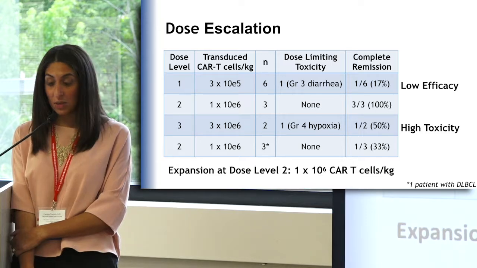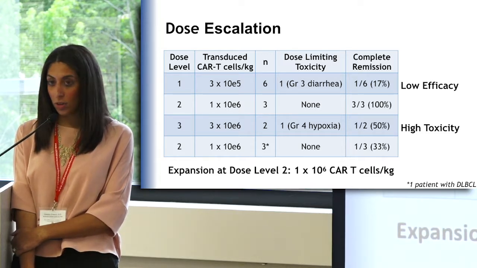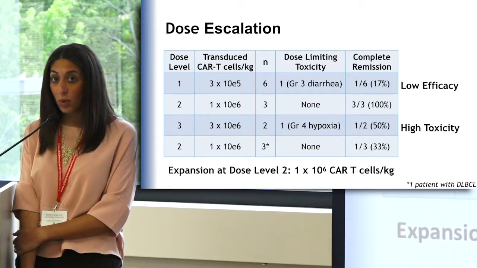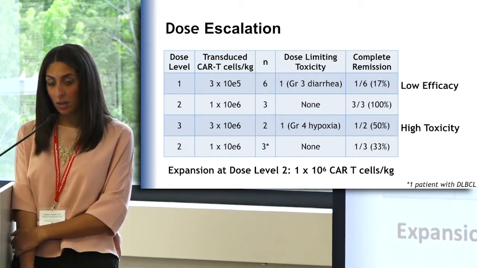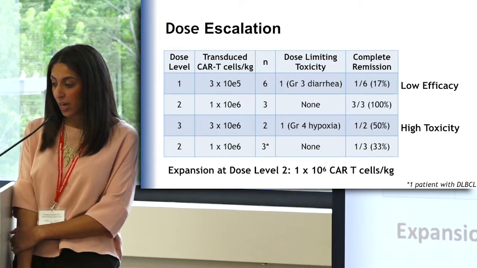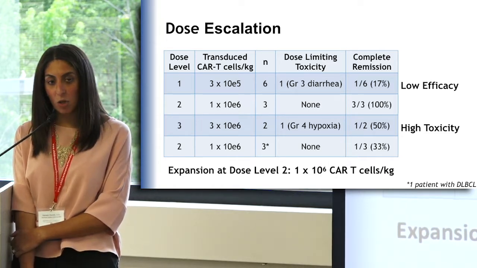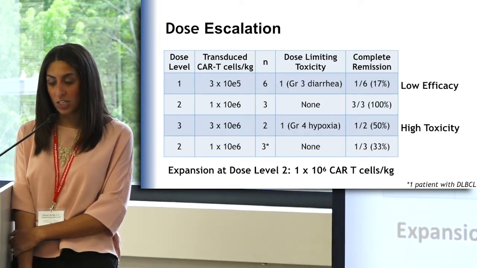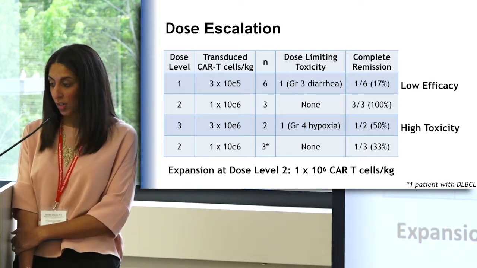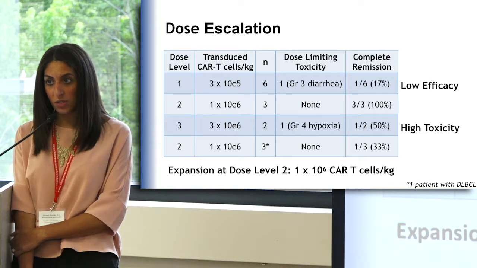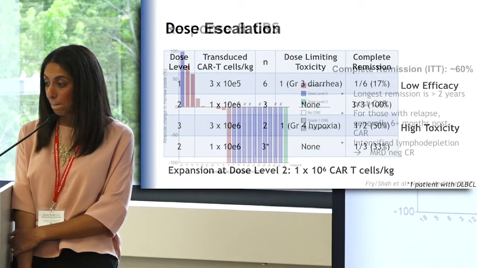At dose level 3, we treated 2 patients. We had 1 grade 4 hypoxia, so one of 2 patients had a response to that. So we had dose level 1 low efficacy. At dose level 3, we had high toxicity. So we decided to go back down to dose level 2 and do our expansion cohort at 1 million CAR T cells per kilo, which is currently what the CD19 CAR trials are utilizing.